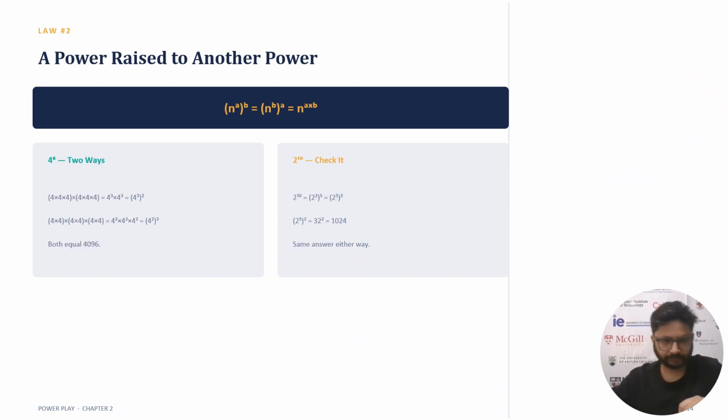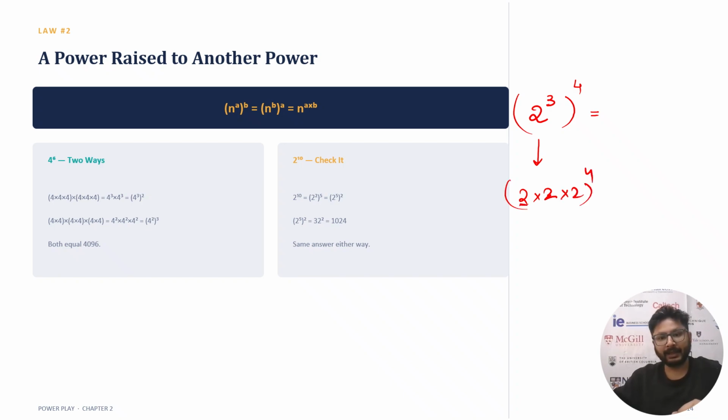The second law, a power raised to another power. So for example, 2 to the power 3 whole to the power 4. Can I write it as 2 into 2 into 2 whole to the power 4? And each of these 2 will be written 4 times further. So 4 times this, 4 times this, 4 times this. How many times in total can I say there are 2's in the picture? There are 12. So you can basically multiply both the powers. It will become 3 into 4, 12.